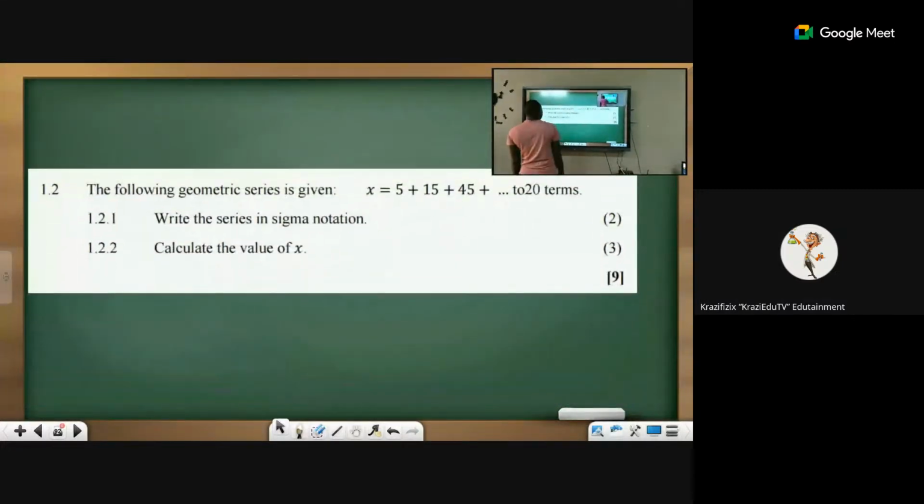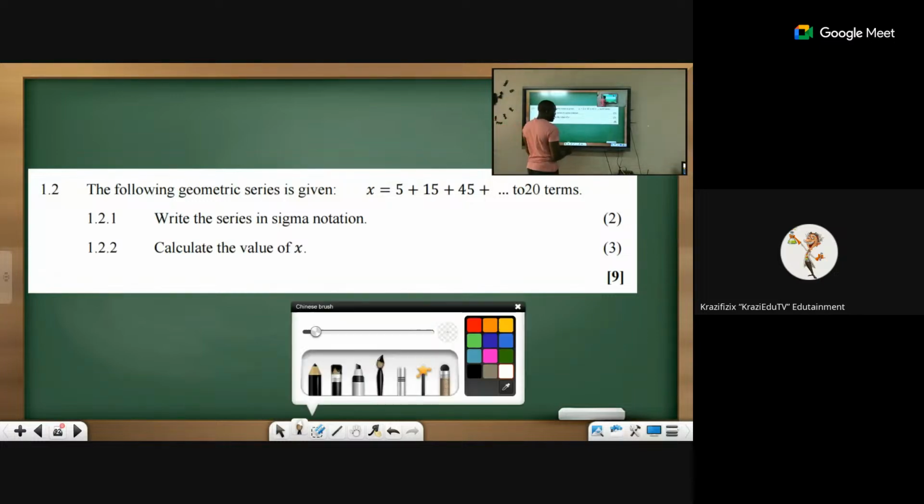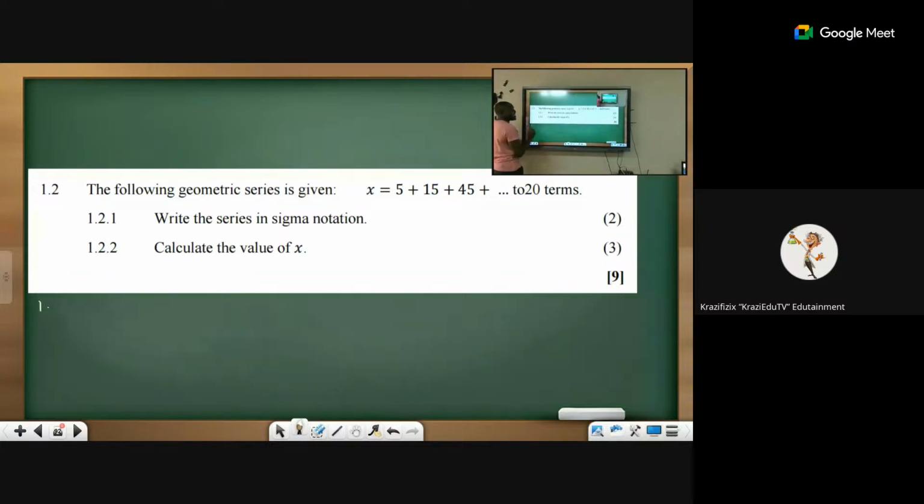Consider the following geometric series, given as that. Okay, it's x equals phi, and so on. Write this in sigma notation. Beautiful. It's a geometric series. How do you write your sigma notation? Step one is to find Tn.